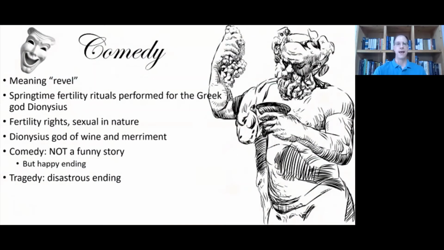Comedy means revel, and it came out of the springtime fertility rituals performed for the Greek god Dionysus. As fertility rites suggest, the earlier forms were sexual in nature. However, the Greeks started to change them into a more serious art form. Since Dionysus was the god of wine and merriment, these types of dramas celebrated fertility and life. Comedy and drama does not just mean a funny story. It was used to divide stories with happy endings from tragedies, those with disastrous endings, although comedies by nature could be lighthearted and funny.